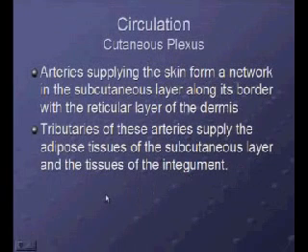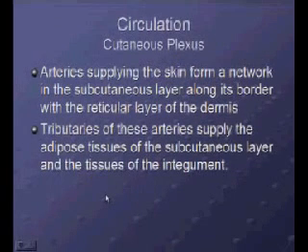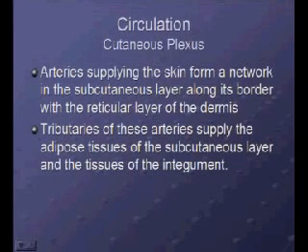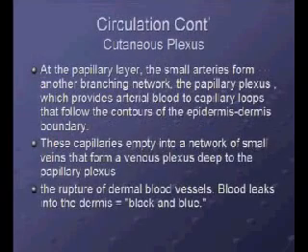Now, back to circulation again and the cutaneous plexus. Arteries supplying the skin form a network in the subcutaneous layer along its border with the reticular layer of the dermis. Tributaries of these arteries supply the adipose tissue of the subcutaneous layer and the tissues of the integumentary system. At the papillary layer, the small arteries form another branching network, the papillary plexus, which provides arterial blood to the capillary loops and follows the contours of the epidermis and the dermis boundary. These capillaries empty into a network of small veins that form a venous plexus deep to the papillary plexus.